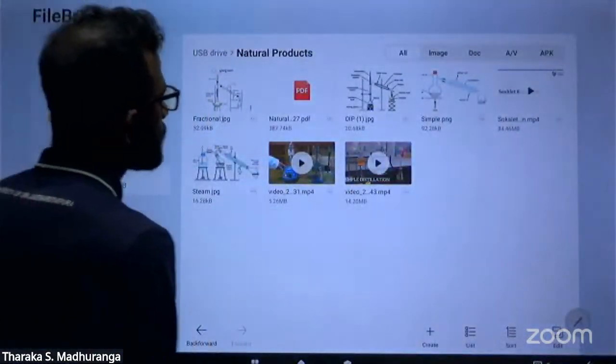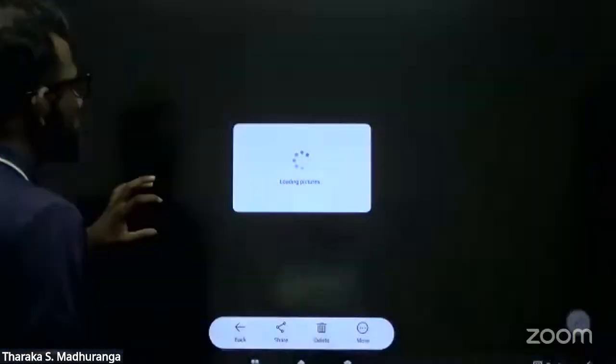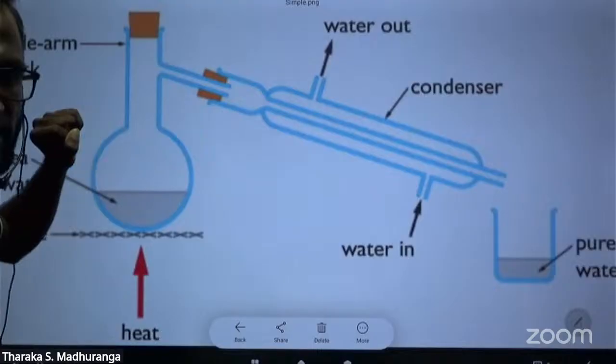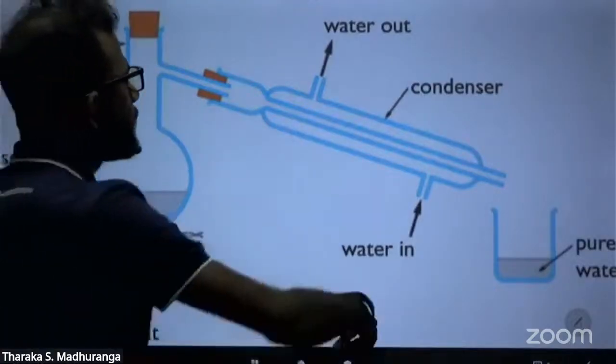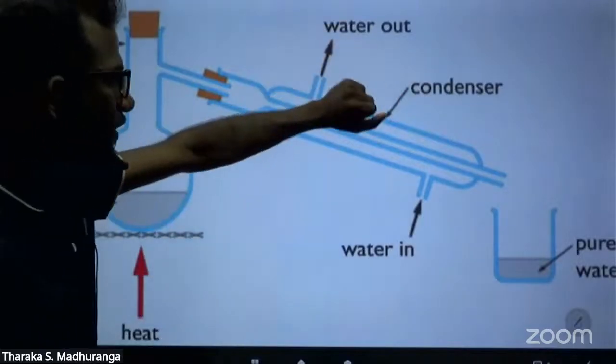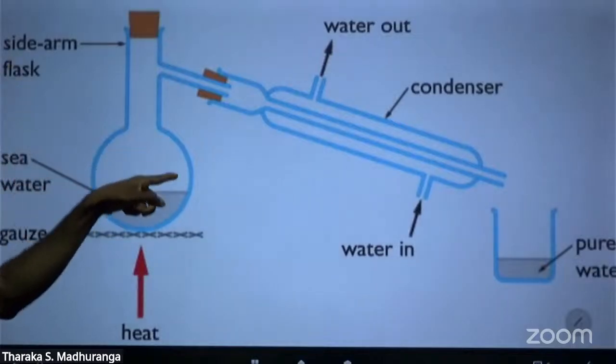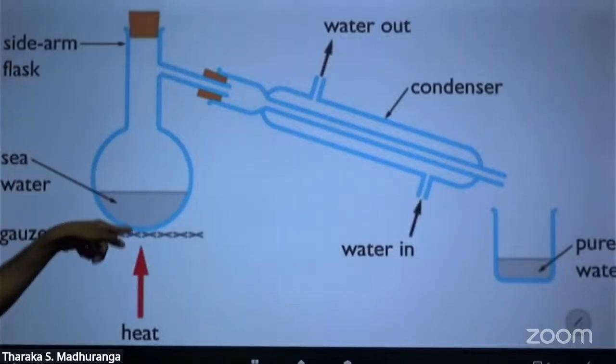Okay, I will show you the simple distillation. This is the simple distillation. In simple distillation, the water goes in and out from the upper end always. That's the condenser. That's a simple diagram. And you can see the round bottom flask and the heater.